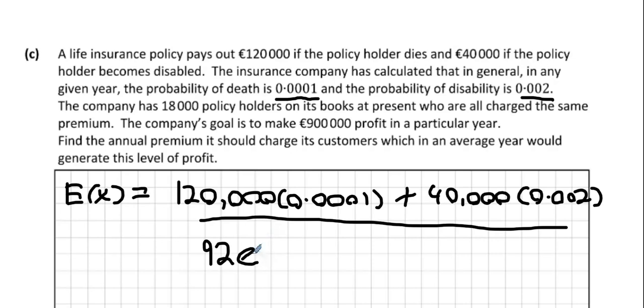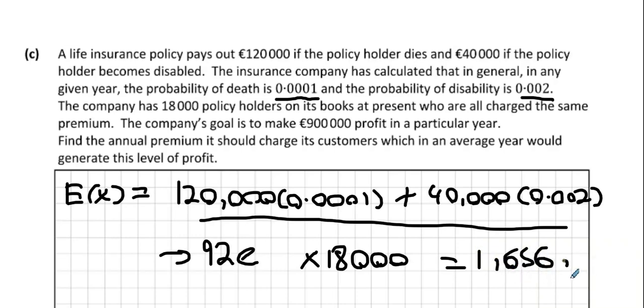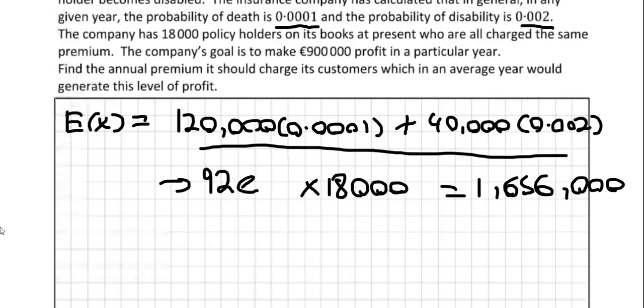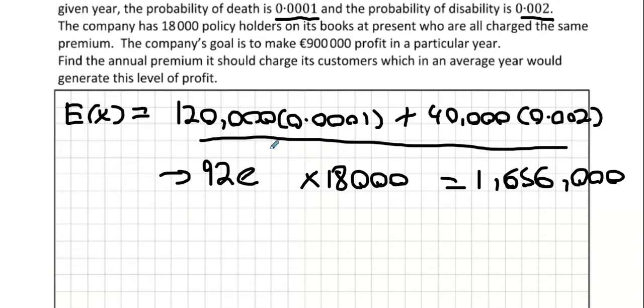Now, we have 18,000 customers. So each customer is going to cost us €92, and we now multiply that by 18,000. And when you do that, you get €1,656,000. Okay. Now the deal is that we want to make 900,000 profit on top of this. So we're going to add on the 900,000 profit.